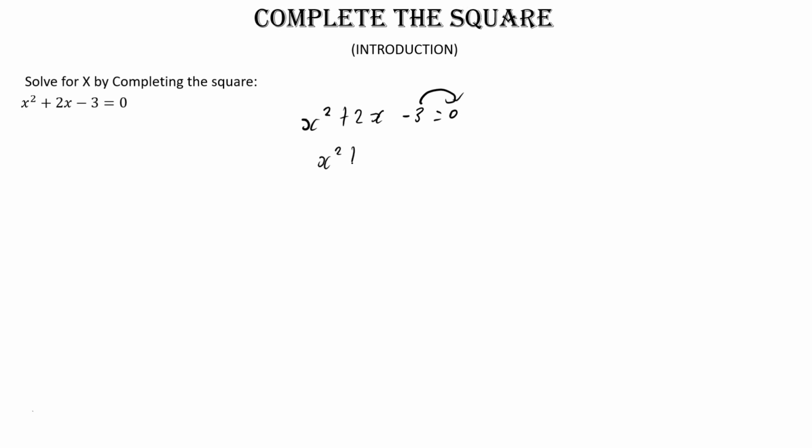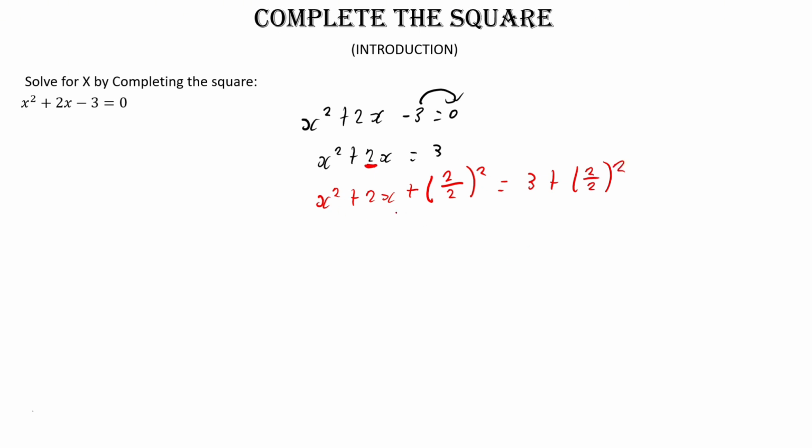So we have x squared plus 2x is equal to 3. Then the next step is you're going to look at your b value, the one before the x, and you're going to divide that value by 2. So you're going to have x squared plus 2x plus 2 divided by 2 all squared. And whatever you do to the left, you also do to the right. So you say 3 plus 2 divided by 2 all squared.